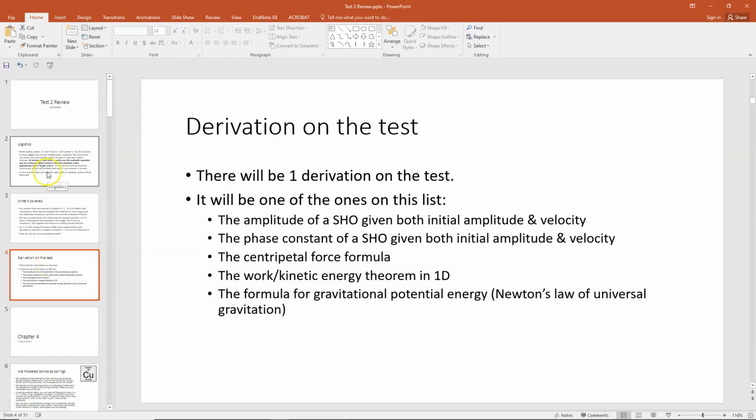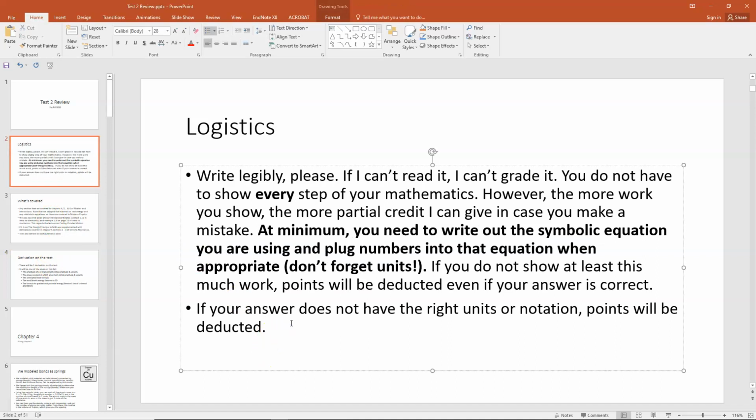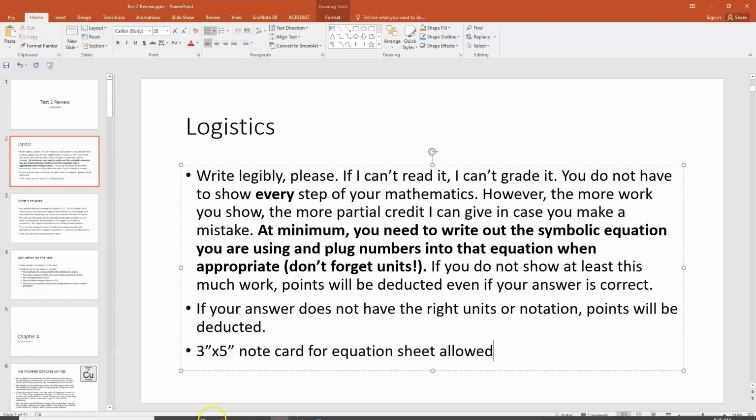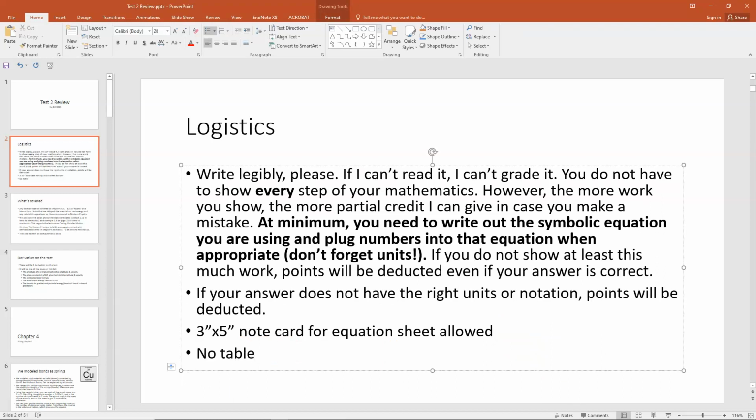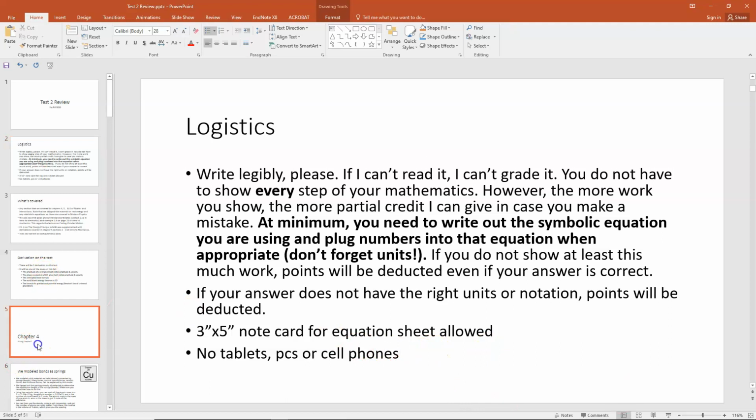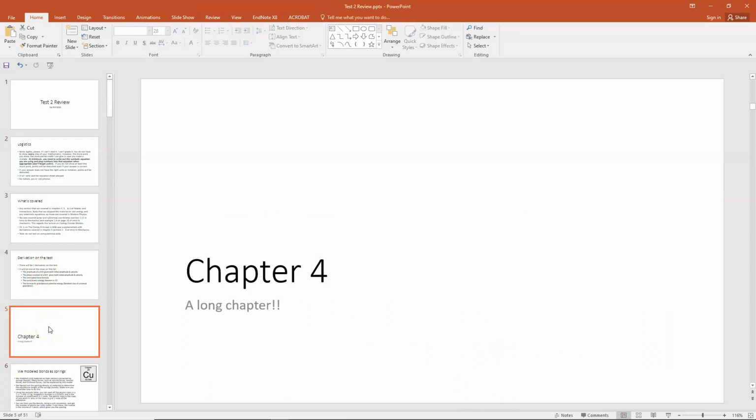You do get, I didn't say this, you do get one note card, 3 by 5 inch, for an equation sheet. So you can bring in an index card. Okay, so I'm allowing you that. Remember that I don't allow tablets, PCs, or cell phones to use as a calculator. Just regular calculators are allowed, okay? All right, so let's get into the material of it.